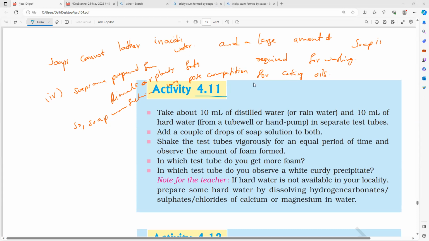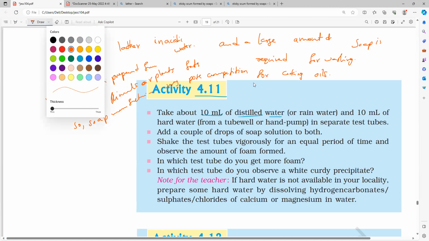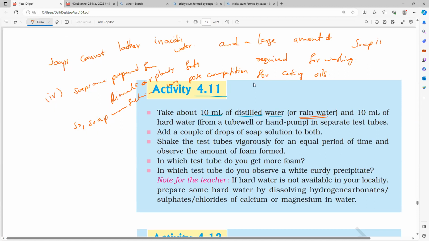First, take about 10 ml of distilled water. What example is he taking here? Rainwater, the purest form of water. And 10 ml of hard water. What is an example of hard water? Take it from a tube well or a hand pump. So take 10 ml of rainwater, pure water, and 10 ml of hard water in separate test tubes.